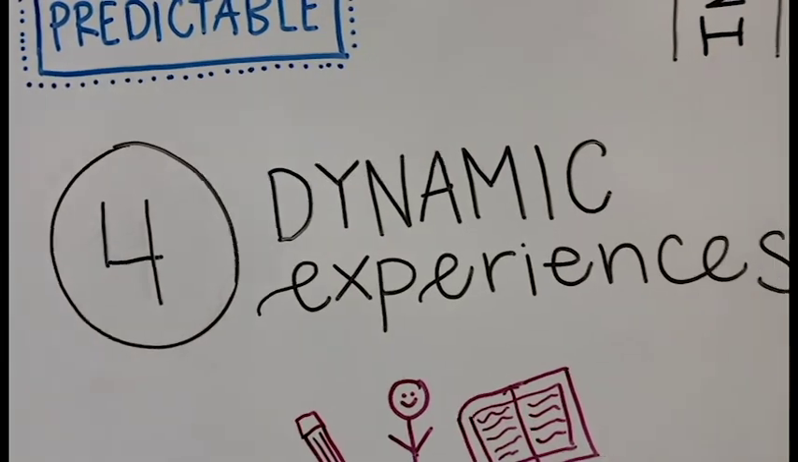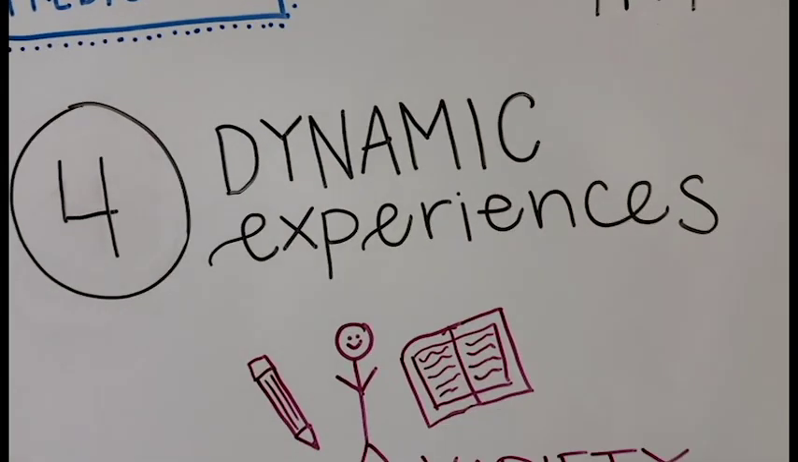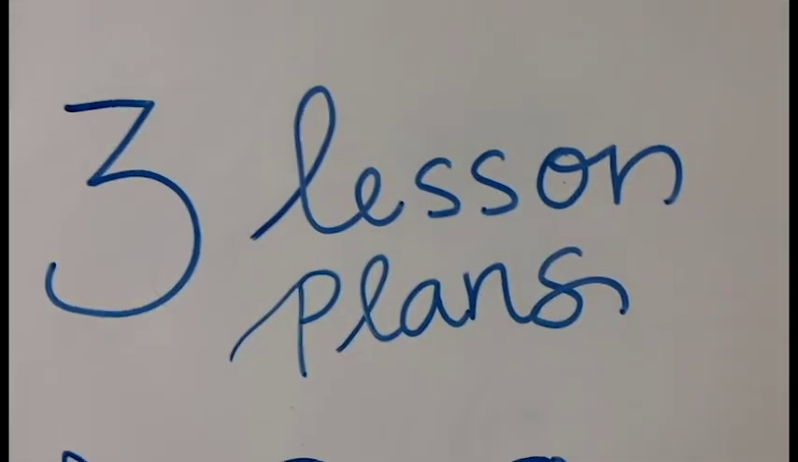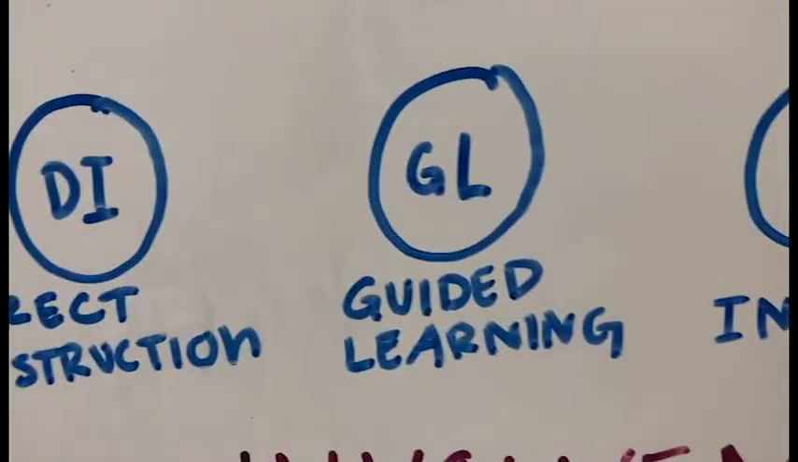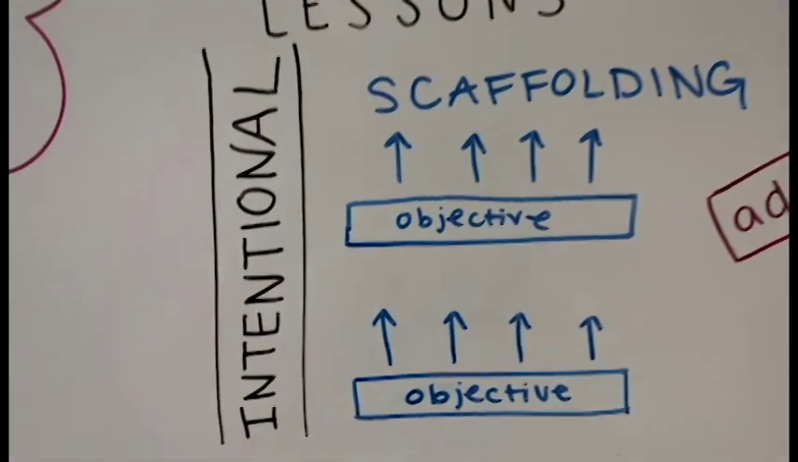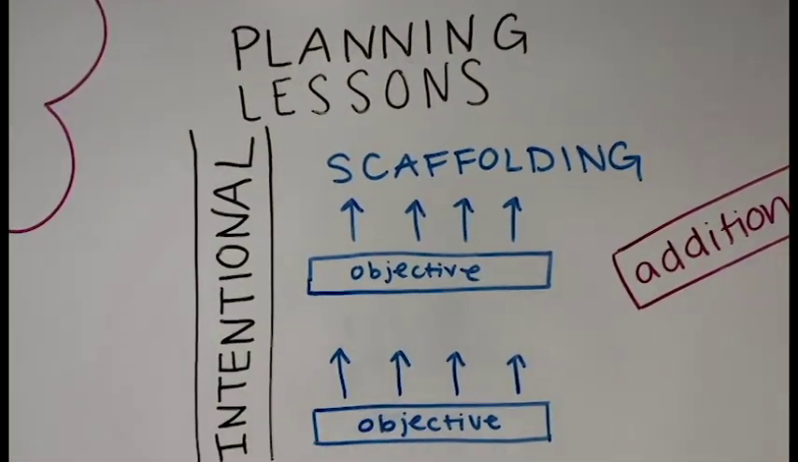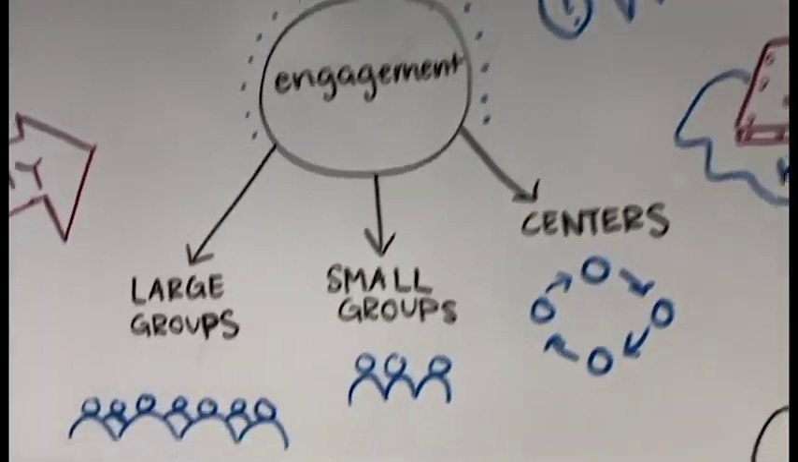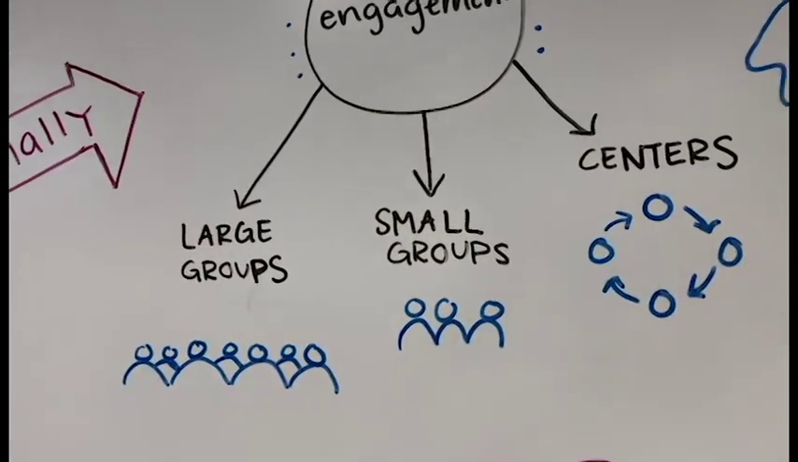Children also need a variety of experiences in the classroom to gain the most out of planned content. In the classroom, there are 3 main types of lessons: direct instruction, guided learning, and inquiry. Each of these types of lessons varies in child and teacher involvement. Teachers should be intentional about planning lessons based on how much scaffolding students need. Additionally, there should be a mix of large and small group work, along with centers so that the child stays engaged.